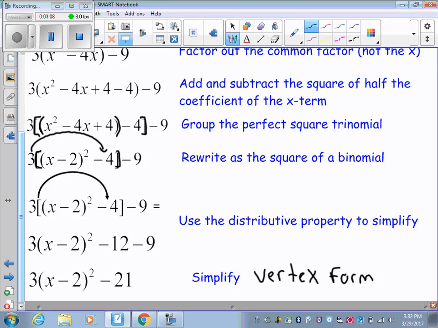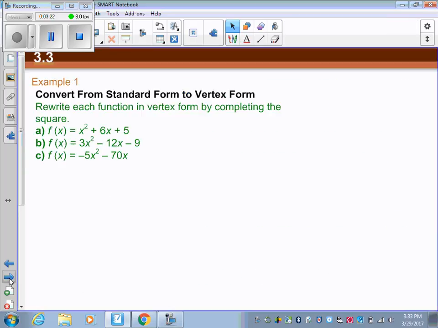Remember, you can always check to see if you're right by multiplying this back to see that you get the same answer as you started with. Okay? So we'll try a couple of these. I'll do a couple as a model, and then you can try some on your own.